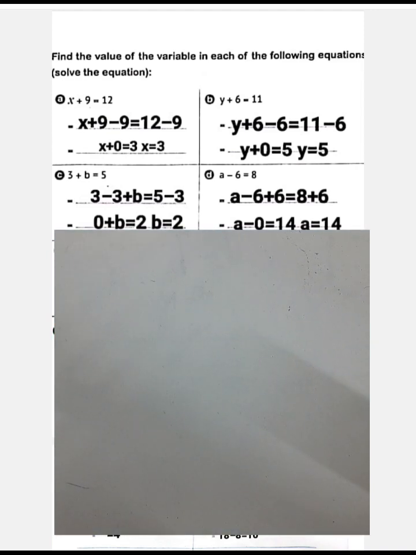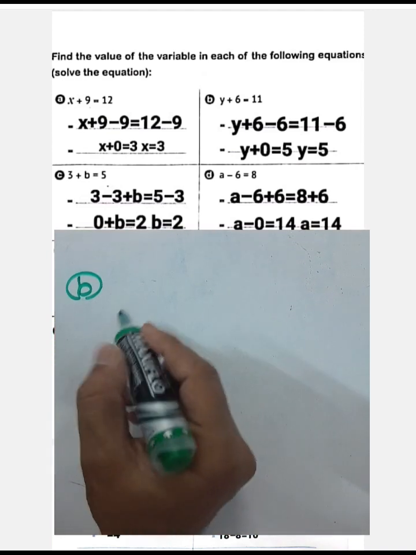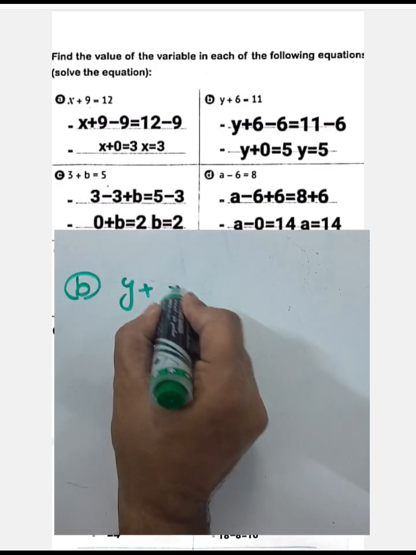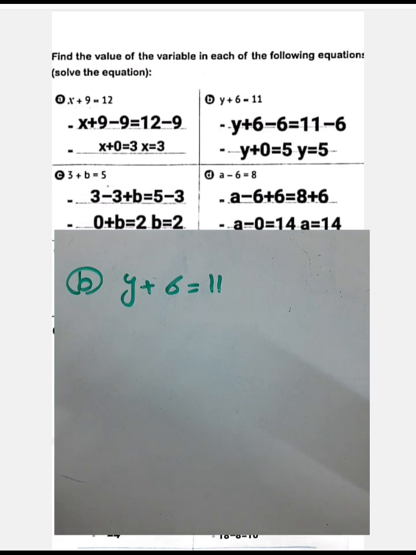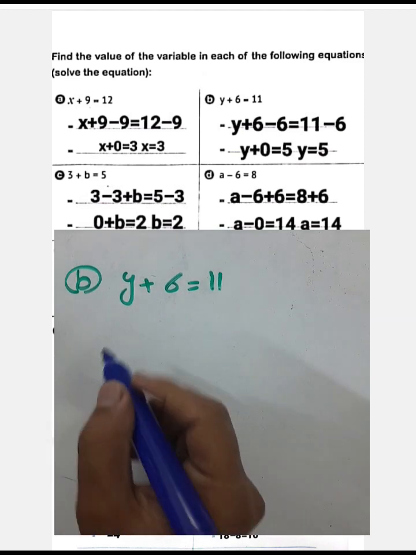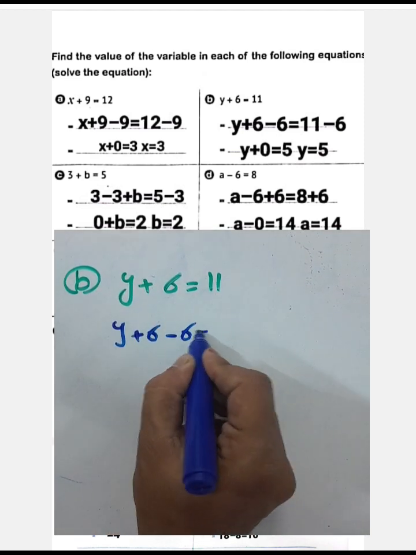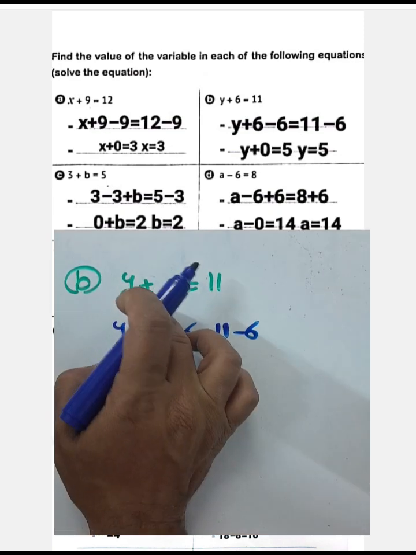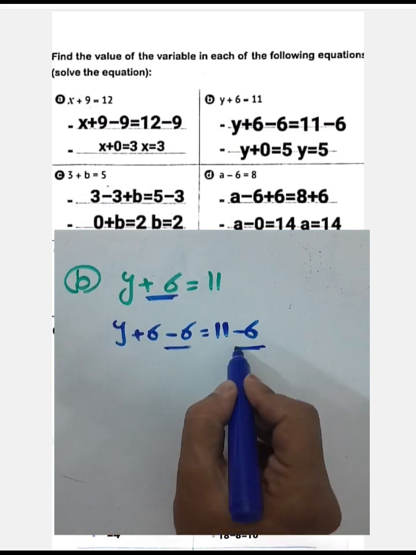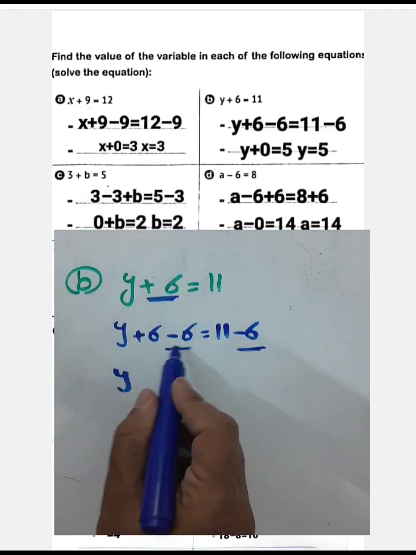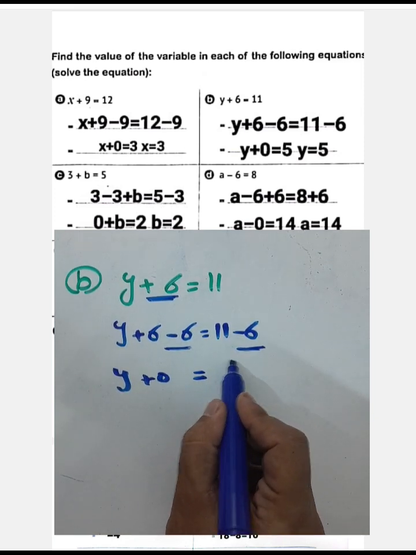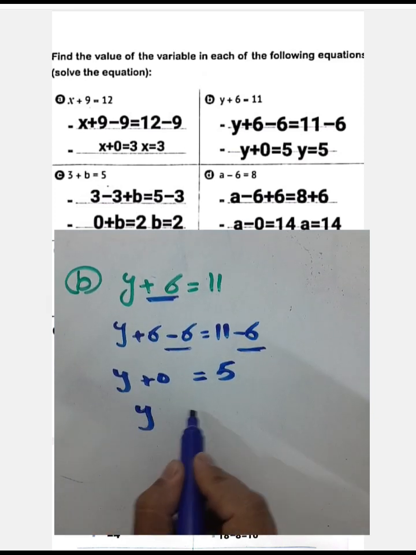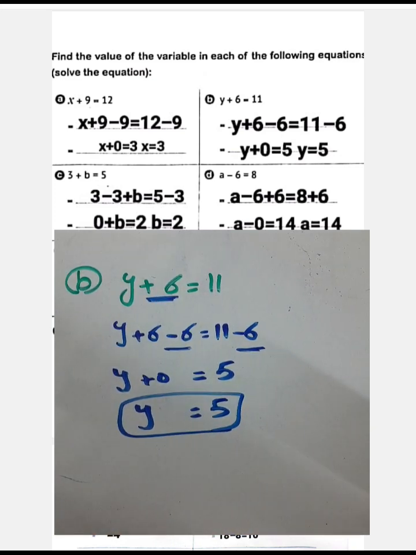Second equation, letter B. We have y plus 6 equals 11. You must cancel this number by adding its additive inverse, which is negative 6. y plus 6 minus 6 equals 11 minus 6. Since we have positive 6, you must add negative 6 to the left-hand side and the right-hand side. Then 6 minus 6 equals 0, and 11 minus 6 equals 5. y plus 0 equals y. Then y equals 5. The 0 here is the additive identity.